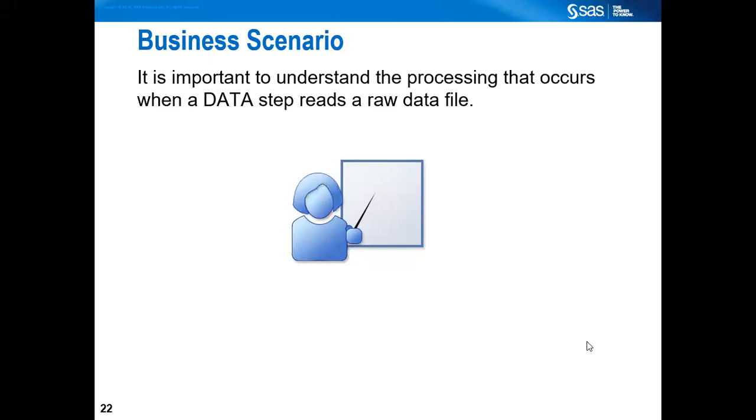Now a business scenario. We being data analysts, when you're reading a raw file, you should know how SAS processes it at the backend. Now, if you remember, when we submit a data step at the backend, what are the two phases of your data step process? Tell me. The compilation phase and execution phase. Absolutely correct. Others agreed with Ketan?